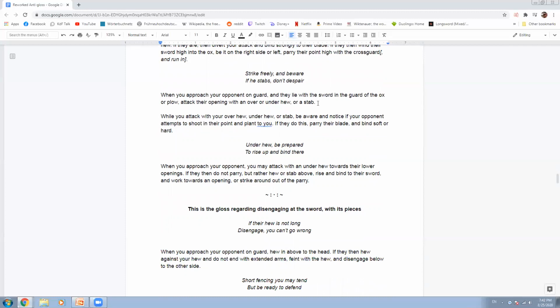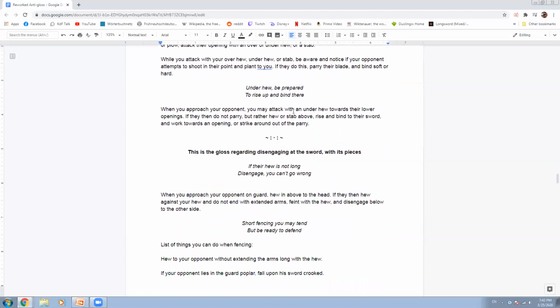So the gloss would tell you to attack during the preparation of this attack, stab in. While you attack with your over or underhew, then be aware and notice if your opponent attempts to shoot in their point. If they do this, parry their blade and bind soft or hard. That's kind of good advice, I guess. If you can see that they're going to try to attack into your preparation, then you should change your plan and do something different. If they have good timing, then you won't be able to. But that's still technically you operating within the knock, right?